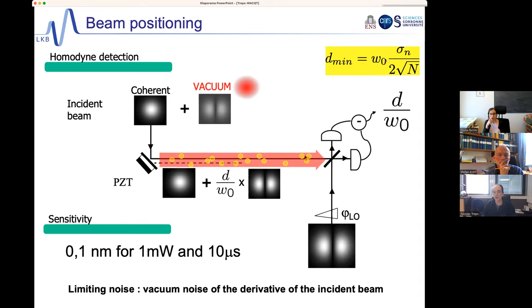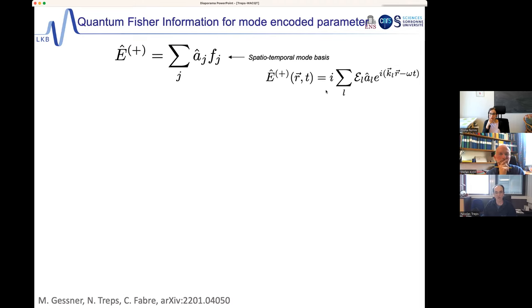And the sensitivity you get, so this is a Fisher information, not the quantum one. So what is the best you can extract? It has this kind of shape, where w0 is the size of your beam. And otherwise, as before, you have the noise of the empty mode and the square root of the number of photons. So it's very similar to the Mach-Zehnder. And this is not a surprise, and it's a bit general, and maybe I'll finish my presentation on a bit more theory slide, but to tell you that this is really a general consideration.